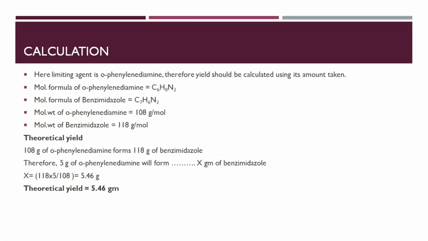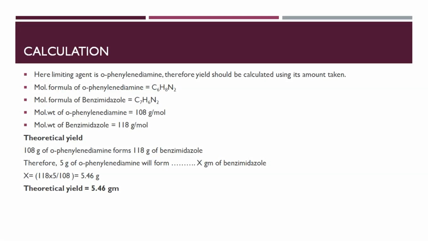Now in this reaction, the limiting agent is orthophenylene diamine. That is, once the orthophenylene diamine is consumed totally, no more product, that is benzimidazole, can be formed. Hence limiting agent is orthophenylene diamine. So we are going to calculate the yield using the amount of orthophenylene diamine taken.